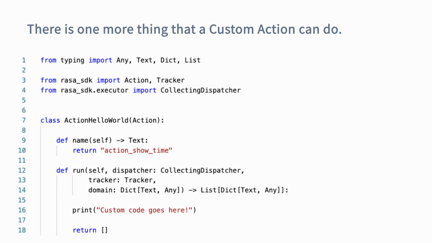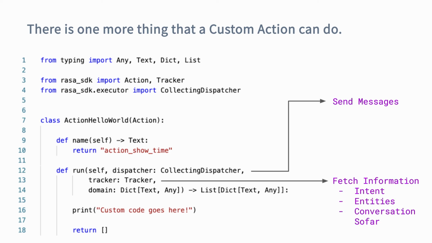We've seen how you can use a dispatcher to send messages back to the user, and that you can use a tracker to fetch relevant information from the conversation. You might have noticed, though, that we've got this return statement in our custom action that currently returns an empty list. The idea here is that there's a distinction between messages sent back to the user via the dispatcher and other events that might influence the conversation. One such event is the SetSlot event. It's this event that allows the assistant to store information about the user so that it can be used later.